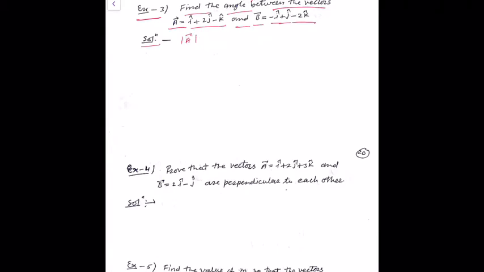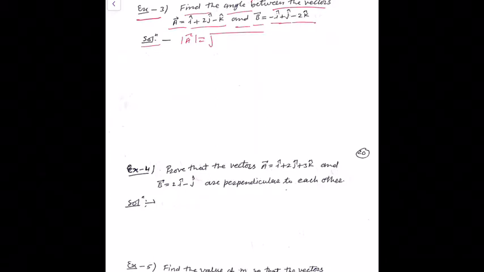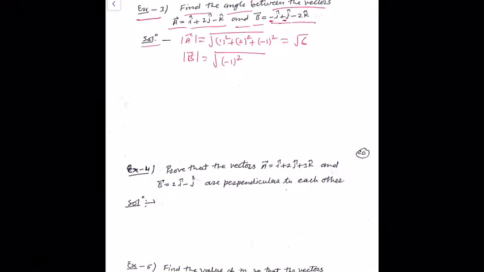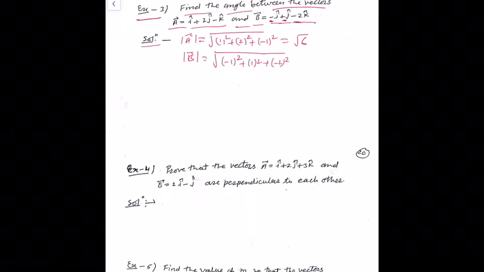Solution: magnitude of a vector is equal to under root 1 square plus 2 square plus minus 1 square, or under root 6. And magnitude of b vector: here minus 1, so minus 1 square, here 1, so plus 1 square, here minus 2, so plus minus 2 whole square, is equal to under root 6.